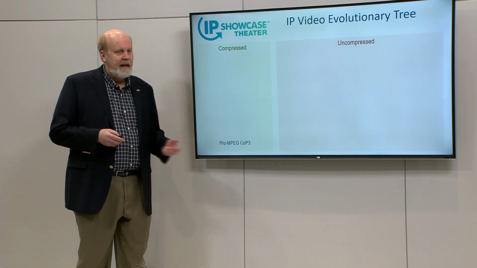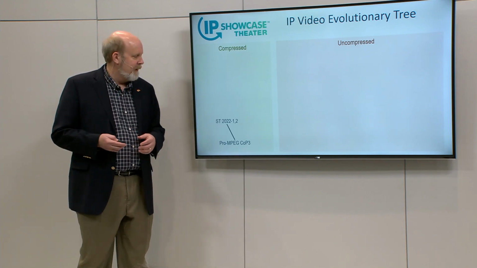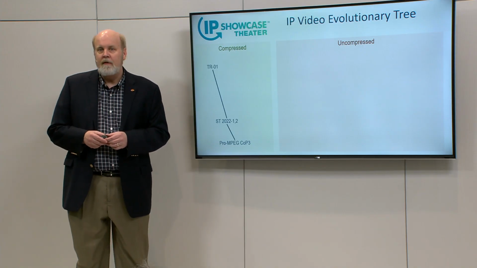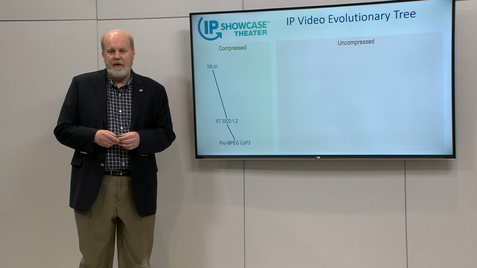It included a forward error correction scheme, and that evolved into SMPTE 2022-1, which is the forward error correction scheme, and -2, which is the actual way that you take the compressed video and put it into RTP packets. From that, we got TR-01, which is a specification from the Video Services Forum and is widely used.